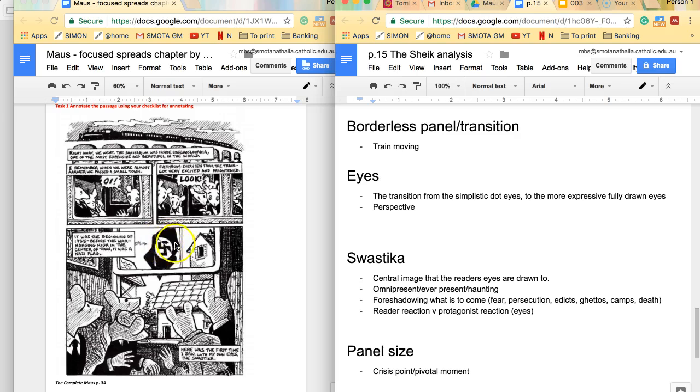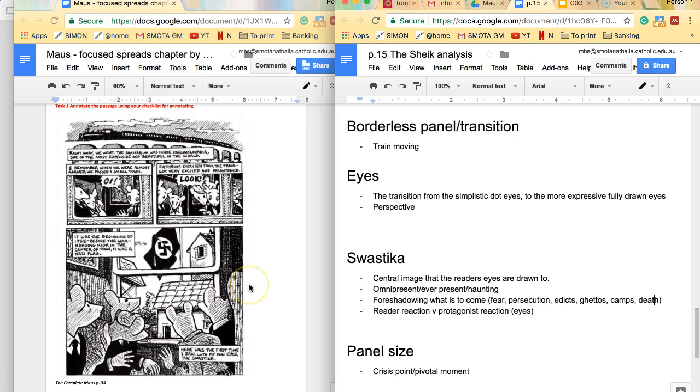But again, this is a symbol and it is foreshadowing what is to come, and there are many ideas about what it's foreshadowing. And I've said here: fear, persecution, edicts, which are laws that govern the Jews and what they could and couldn't do. Then they moved into the ghettos, the camps, and for many of them, death. Obviously, this could be switched around depending on the person, but that's my general line of thinking.